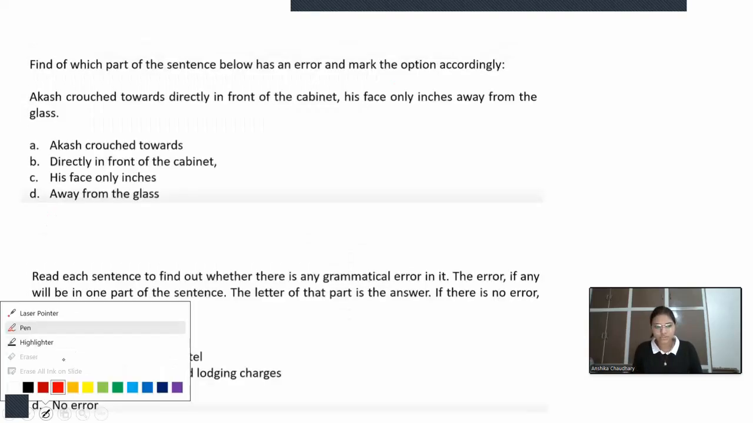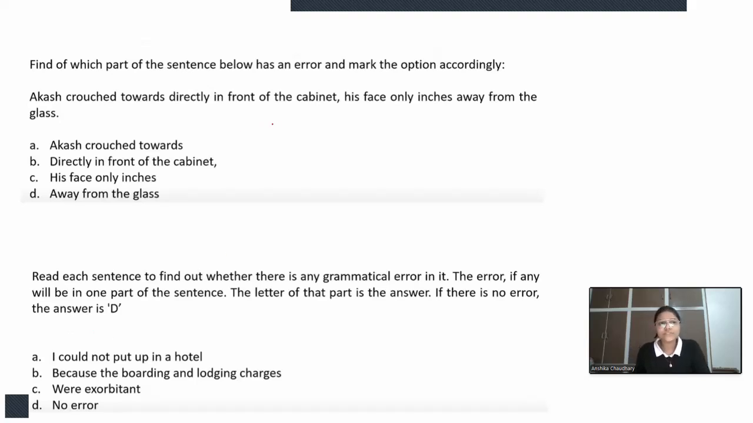Let's move on to the next question now. Find out which part of the sentence below has an error and mark the options accordingly. "Akash crouched towards directly in front of the cabinet, his face only inches away from the glass." See, the error lies in the part "crouched towards". Crouched towards is not grammatically correct. It is not an appropriate combination of words. It should be "crouched down". That is the phrasal verb, the combination of words that is suited here.